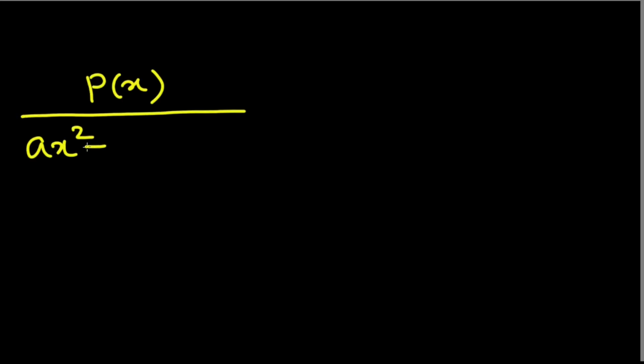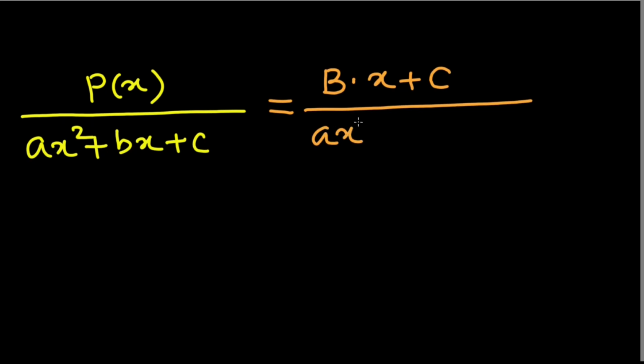In this case, we write the rational function p(x) upon ax² + bx + c as (px + c) upon ax² + bx + c. Solve it further and find the values of b and c to get the partial fractions.